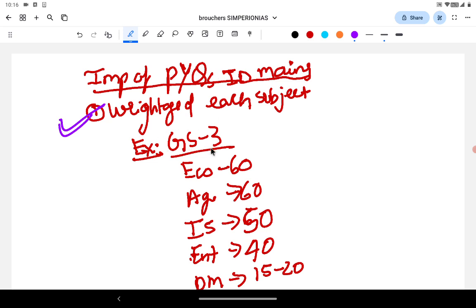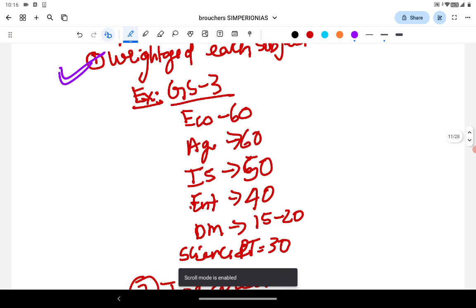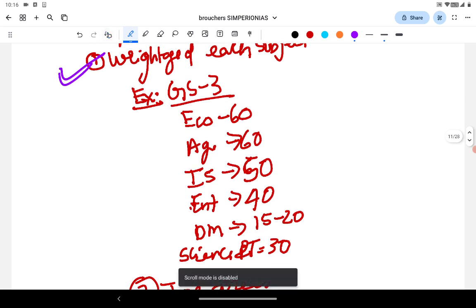For example, let's take the GS3 paper. GS3 mainly has 5 to 6 subjects: economy, agriculture, internal security, environment, disaster management, and science and tech. If we go through the last 10 years' papers, we will get to know the subject-wise importance.